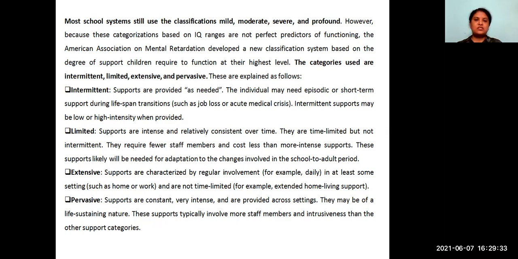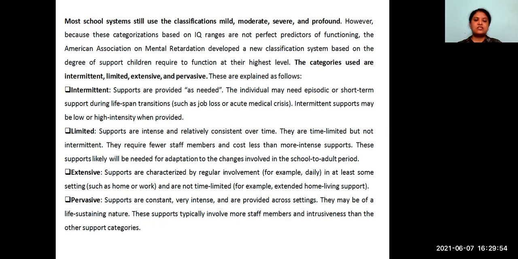And what is limited? Limited supports are intense and relatively consistent over time. They are time limited but not intermittent. They require fewer staff members and cost less than more intense supports. These supports likely will be needed for adaptation to the changes involved in the school to adult period.